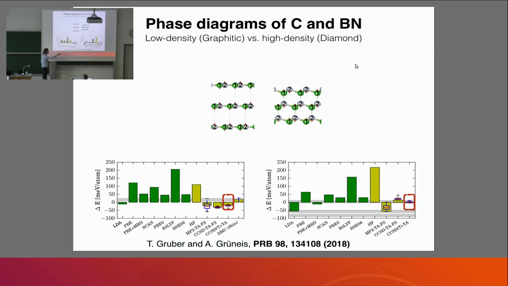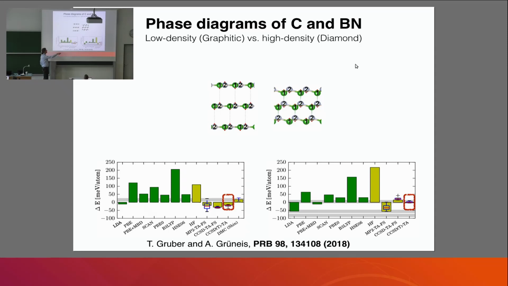For the case of boron nitride, the situation is more interesting because there are different experimental results for the relative stability of the high- and low-density phases. There is a very old result by Solozhenko that predicted the high-density phase to be more stable versus the low-density phase. And it turns out that a lot of LDA calculations performed in the 90s were in very good agreement with this initial result by Solozhenko.